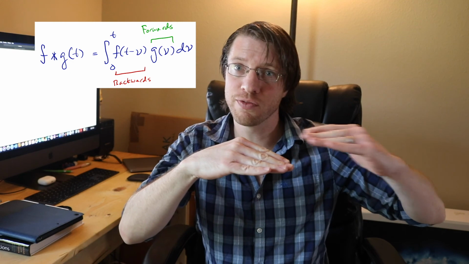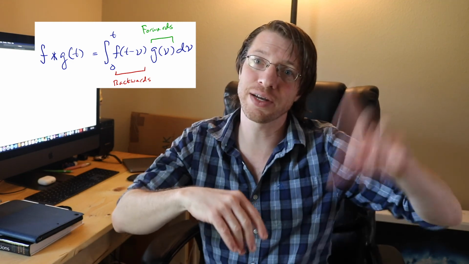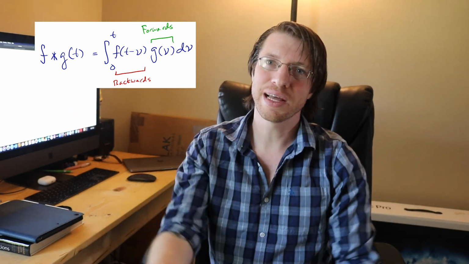So the idea is that we're going to be defining a new kind of product, and this is called the convolution product of two functions. And the idea is that it can be defined as an integral where time is going backwards for one function and time is going forwards for another function. You take their product and you integrate it, and that gives you a new function that we call the convolution product.